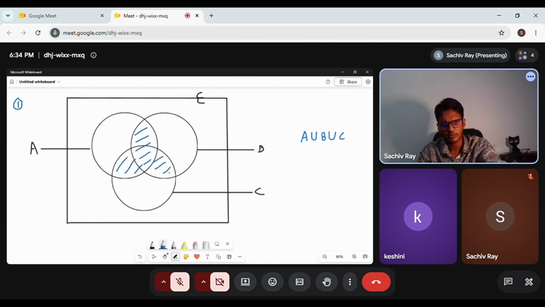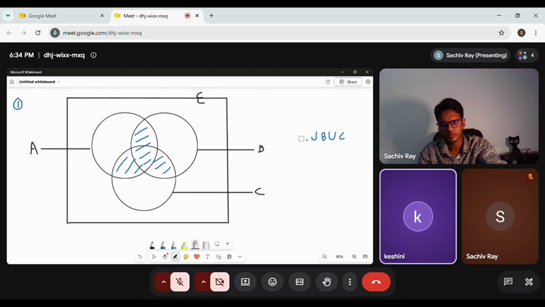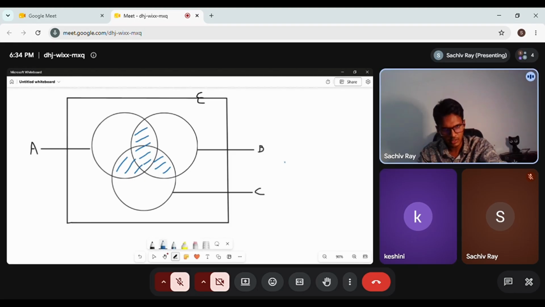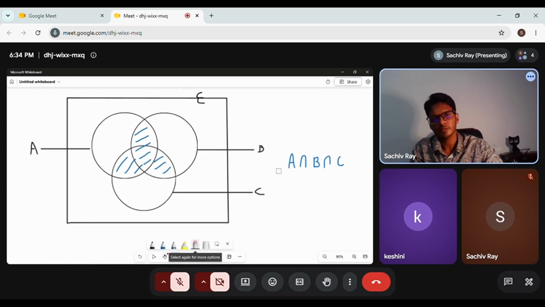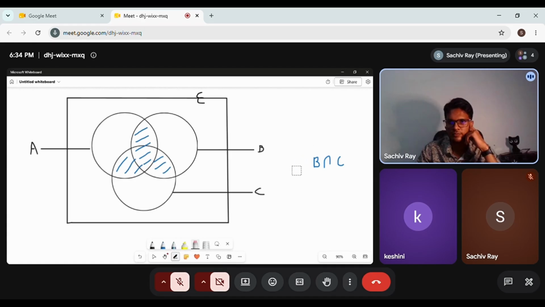What can you call it? A intersection B intersection C. Exactly right. Again, same thing, just with three sets. That's all. Right. Now the next one.